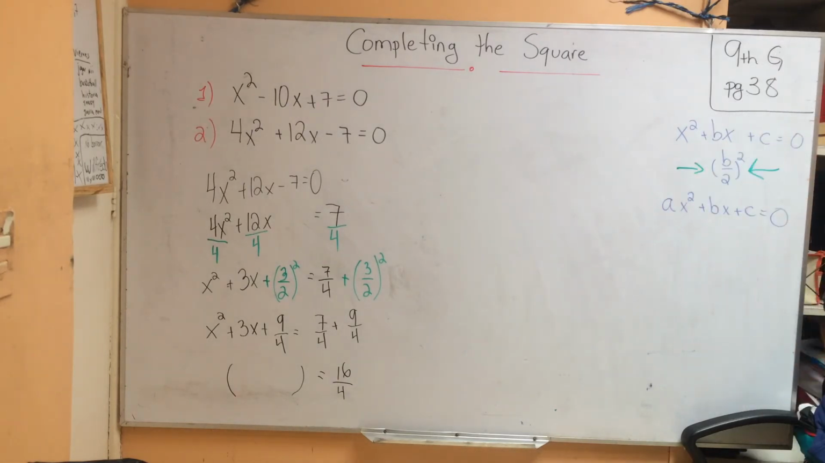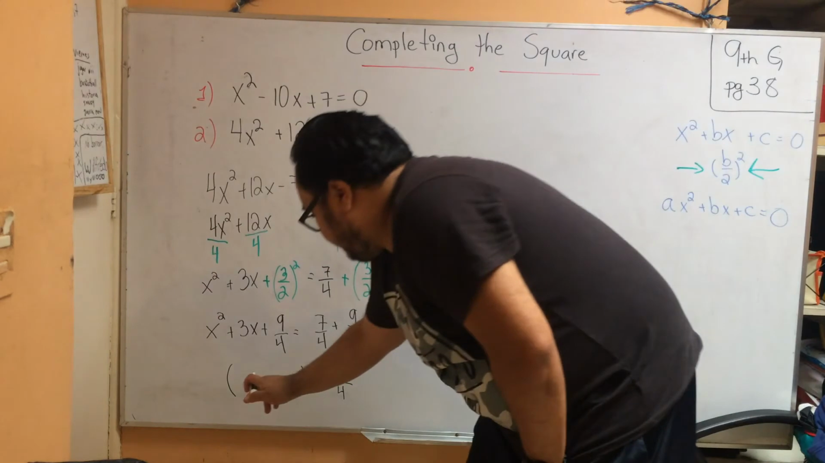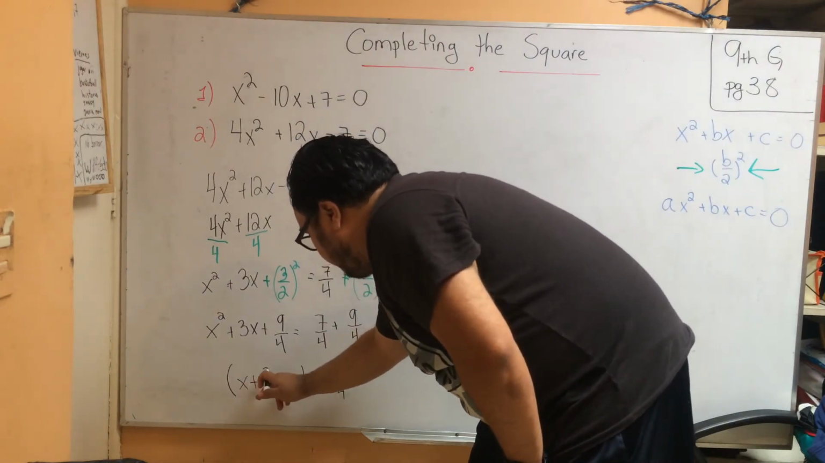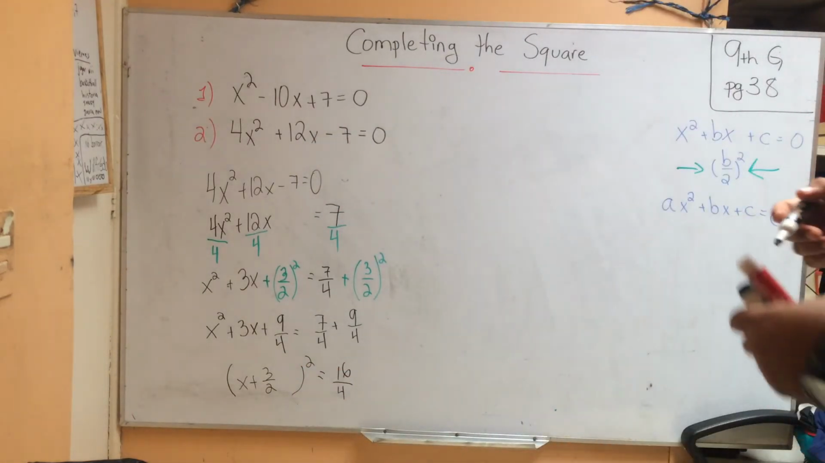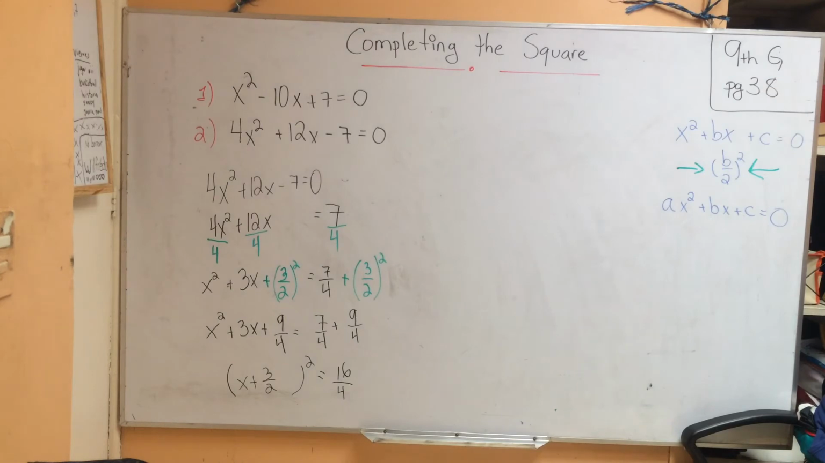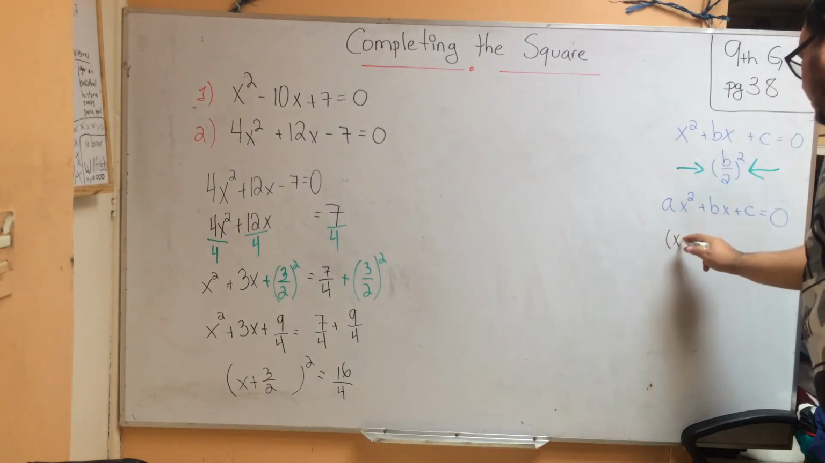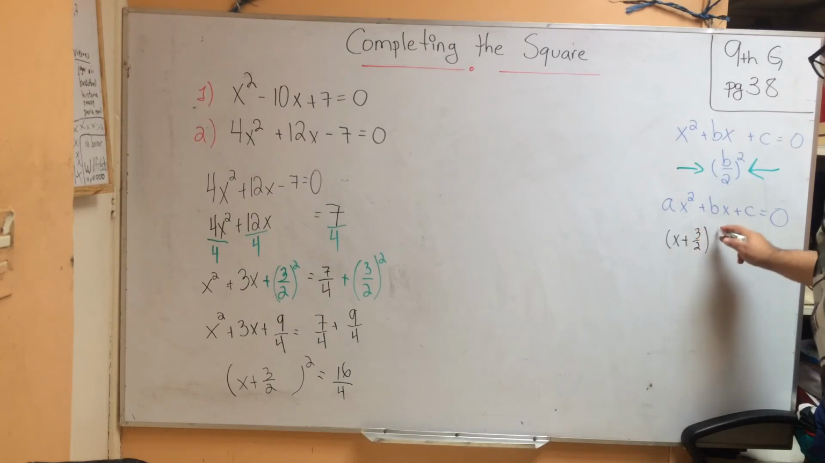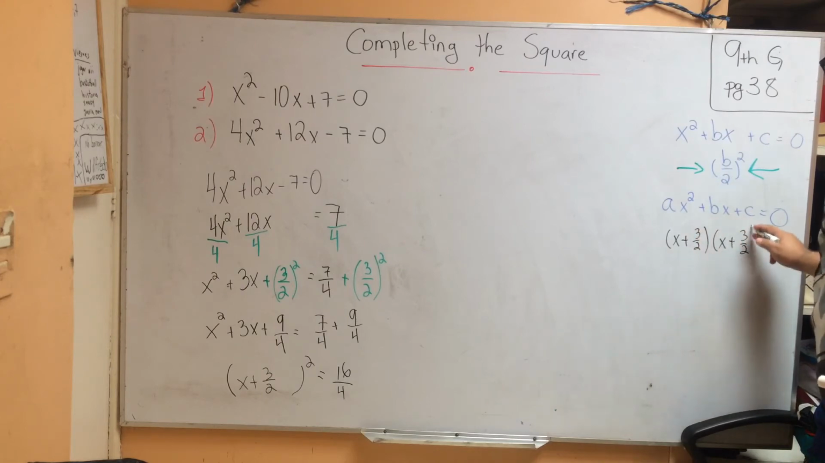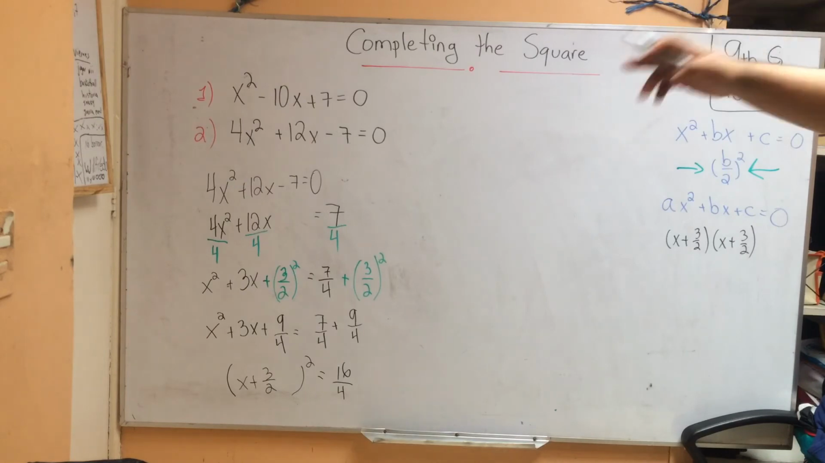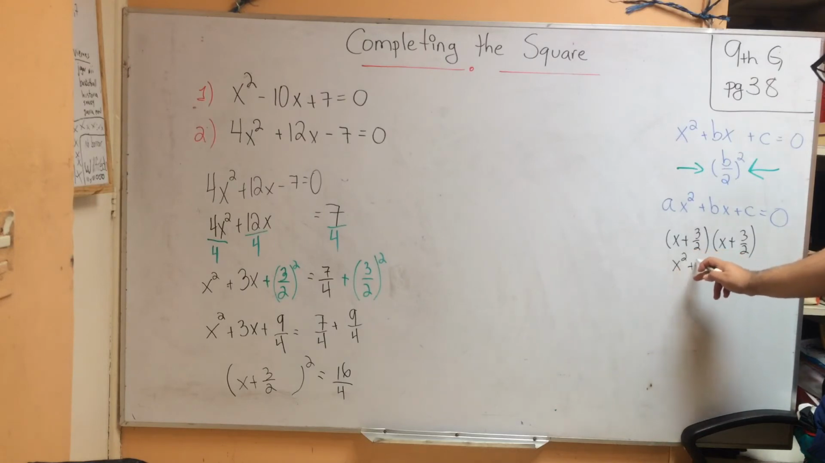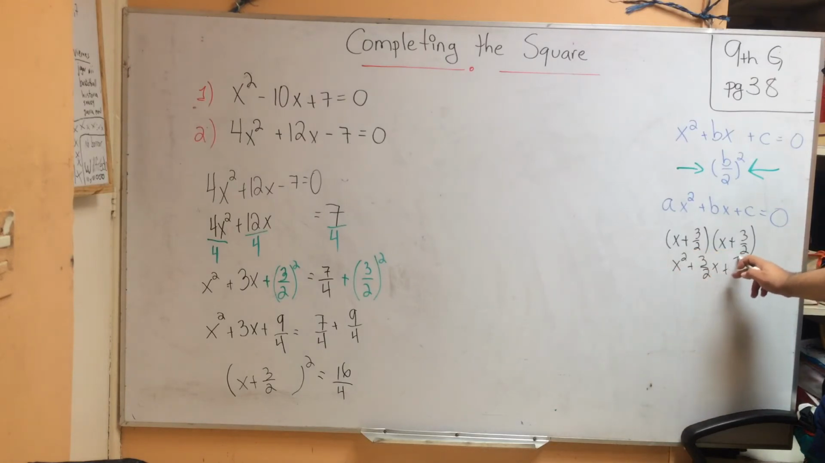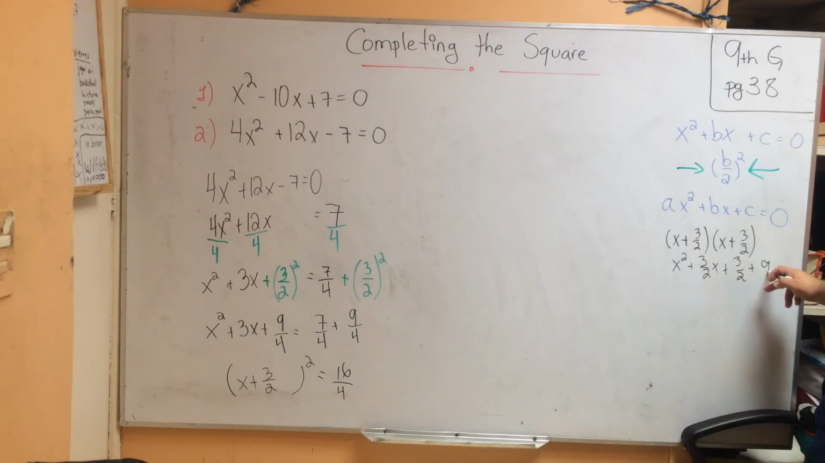So when we have this one, we have that the perfect square is (x plus 3/2) squared. And that's our completing the square. Now, can we check it? Let's do it. (x plus 3/2) times (x plus 3/2). Let's check if these numbers actually give us the equation for the perfect square. So we have x squared plus 3/2 x plus 3/2 x plus 9/4.